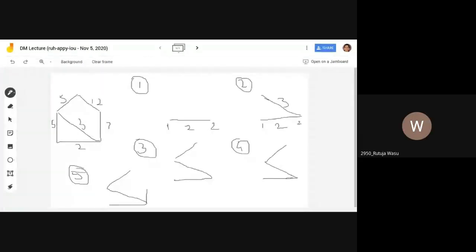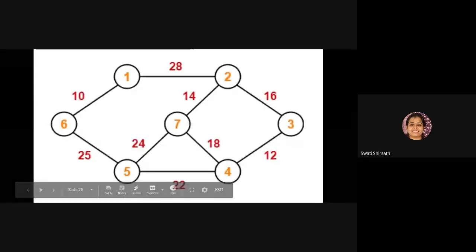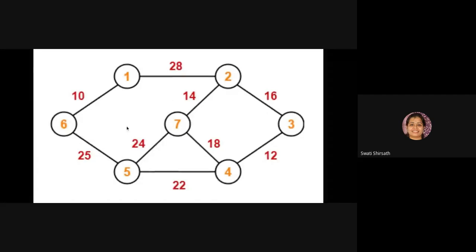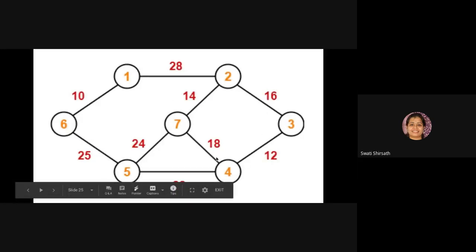No, ma'am. Okay, great. Do it. For this graph, find the minimum spanning tree. So this is the graph, and find the minimum spanning tree for this graph using Kruskal's algorithm.